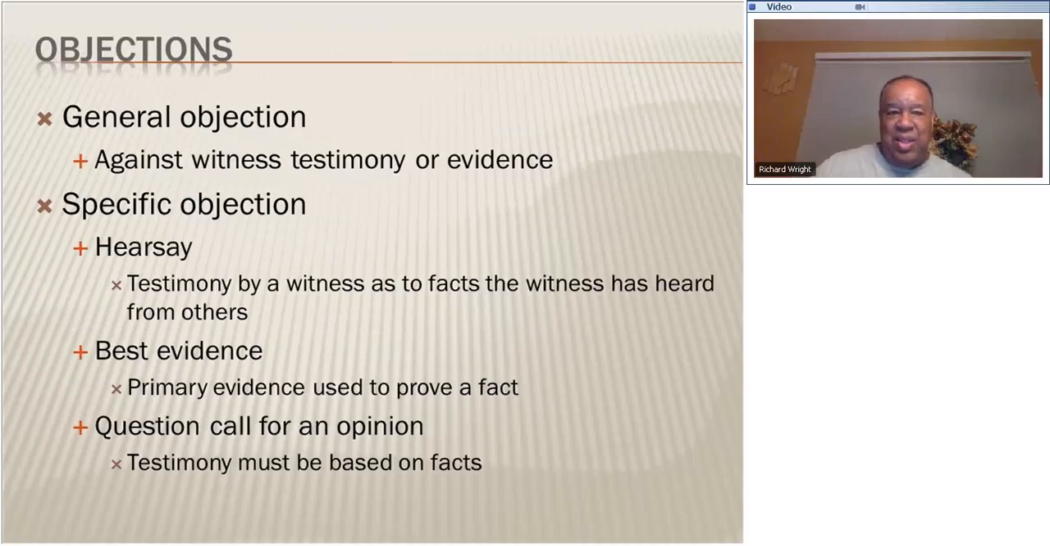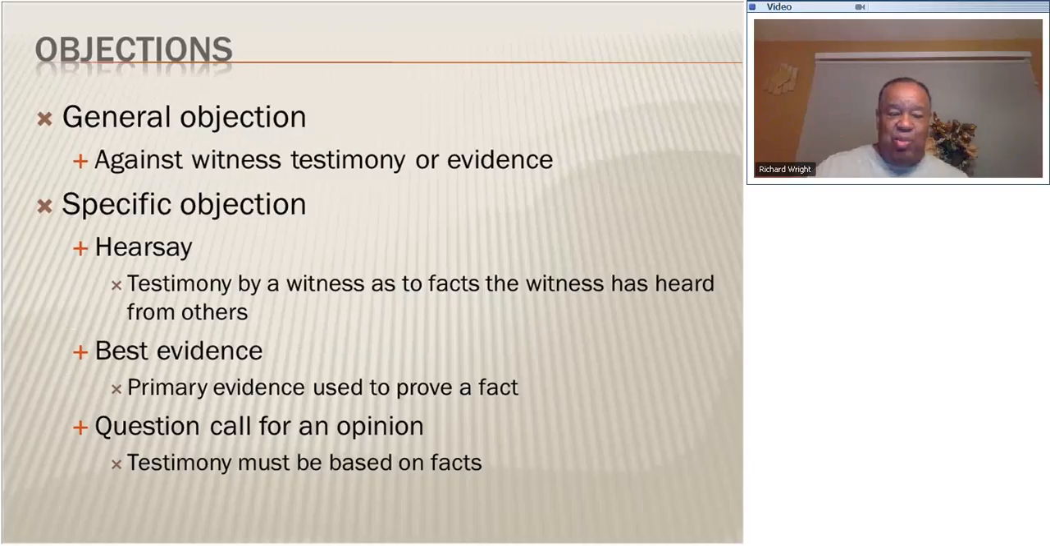In court cases, there are objections that we raise in court. You hear attorneys say, objection. Well, there's what we call a general objection, which is against the witness or testimony and evidence. And then there's specific evidence that you object to, such as hearsay, testimony by a witness as to facts that the witness heard from another and they try to use. Then the judge should sustain that. When you hear the word sustain, that means that your objection has been granted. If it is overruled, then it speaks for itself.